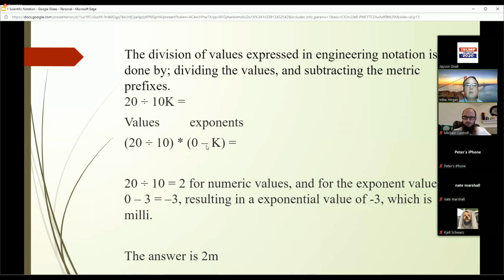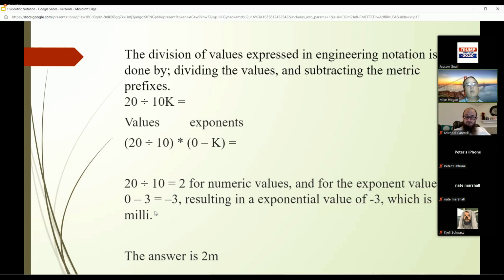And so I've got 0 minus 10K, the exponent of 10K. K is to the third, right? So if I take 0 and I subtract 3, I wind up with a -3, right? 0 minus 3 gives me a -3. And if you remember that chart on the previous page, -3 was milli. And so the answer to this drawn out problem is 2 milli. If I would divide 20 by 10,000, I'm going to get 2 milli, which is the same as 0.002, right?